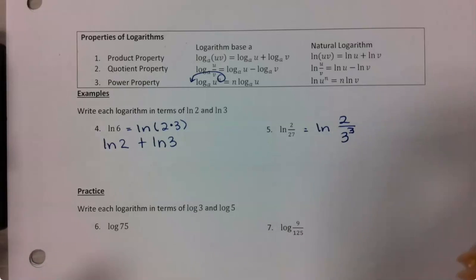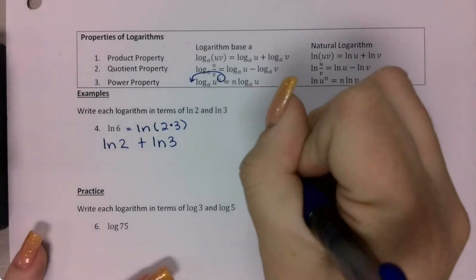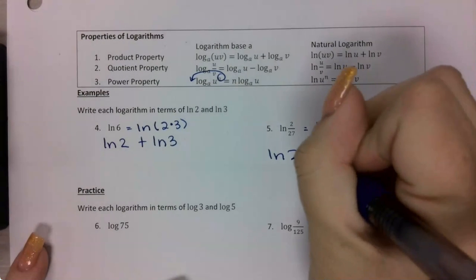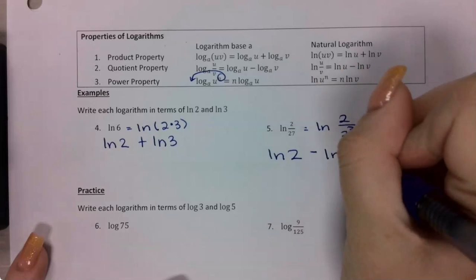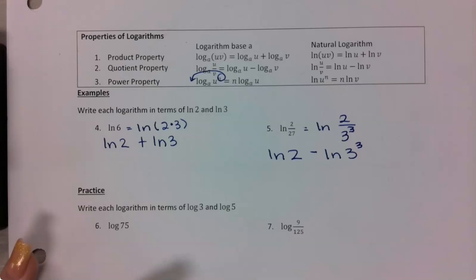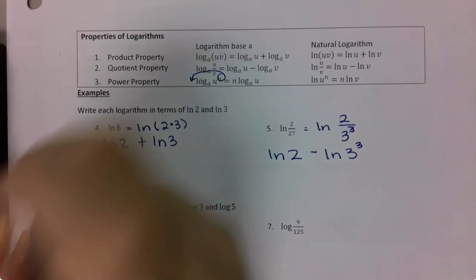So then I can split this up. The numerator always stays as it is. And then because I have division, that's going to turn into subtraction. So I have minus ln 3 cubed. Should I box this for my final answer? Why not?